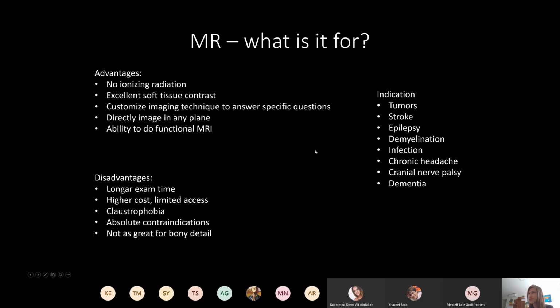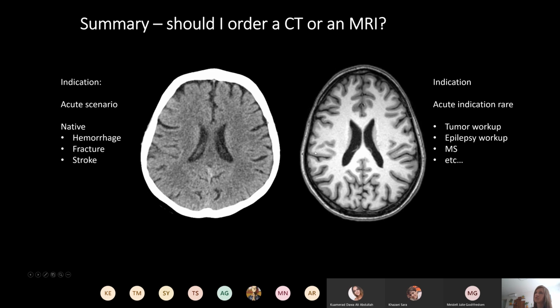Okay, next. So, what should we order, a CT or an MR scan? When do you need which one? Normally, in an acute scenario, you order a CT scan, a native CT scan. For example, in the emergency department, when there is a trauma patient and you want to see hemorrhage or fracture, or if there is a stroke patient, then you order a CT scan. And probably they're going to ask you this on the exam as well. For MRI, acute indication is rare. Normally you use MRI for tumor workup, epilepsy workup, sclerosis, like multiple sclerosis, and other stuff that I already mentioned.